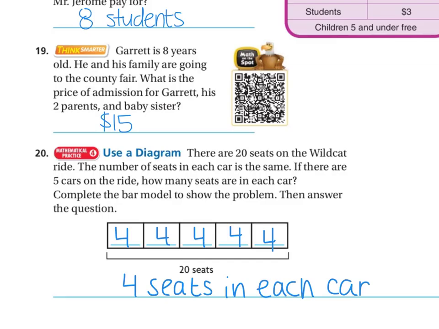Here is the answer to number 20. You can see you needed to fill out this bar model with 4 in each section, and then you needed to also write your answer on the line, 4 seats in each car. If you got that, look on the board for your next activity.